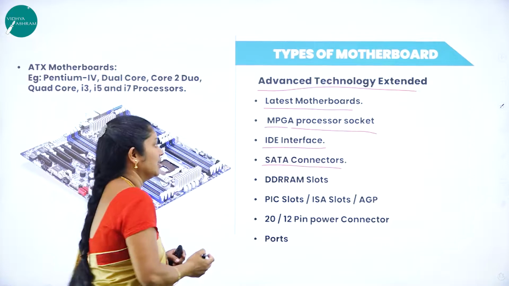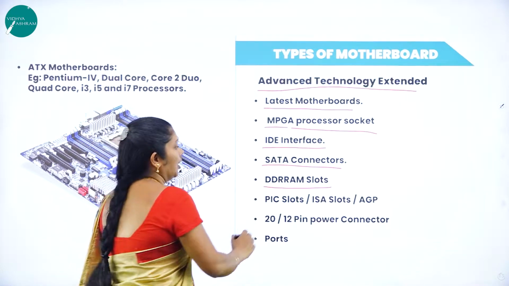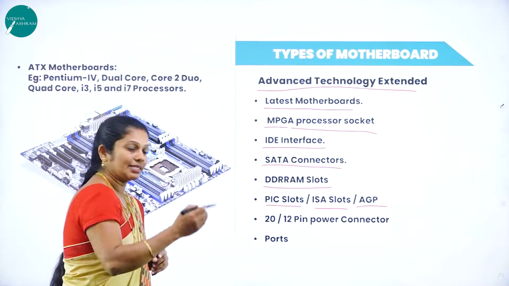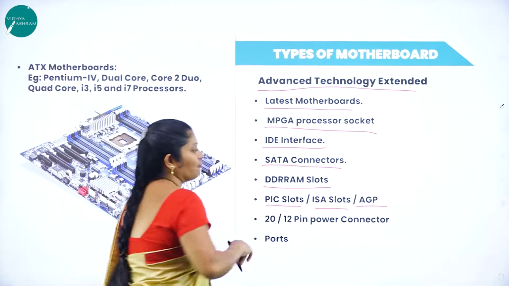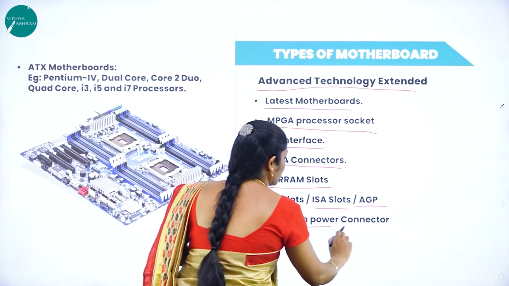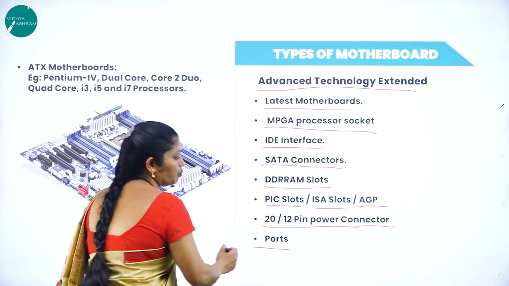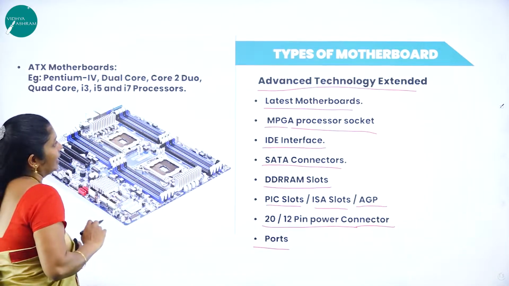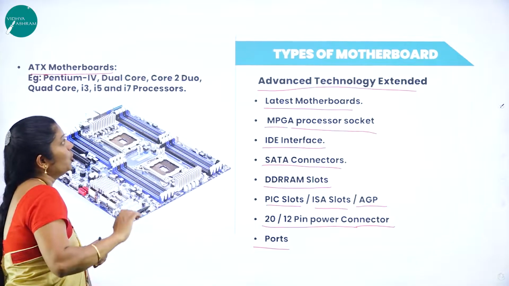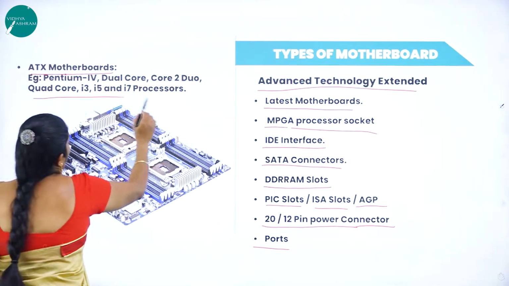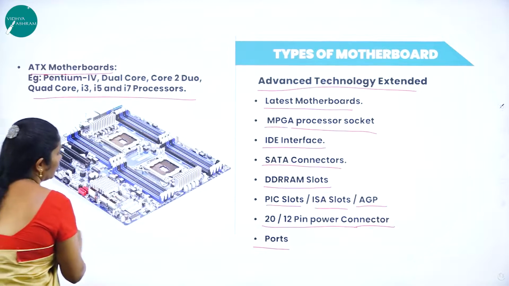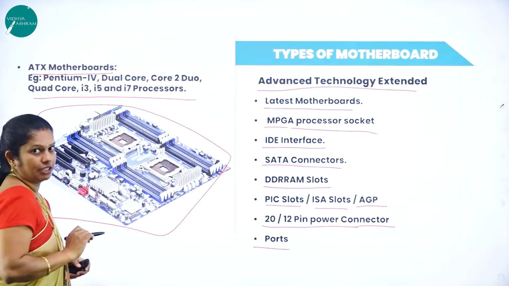We have additional features here. SD RAM slots are there. PCI slots, ISA slot, AGP slot, accelerated graphics port. To increase the graphic performance, we need this accelerated graphics port. ISA is industry standard architecture, then PCI slots, 20 as well as 12-pin power connectors are there, as well as ports are there. Examples for ATX, that is Advanced Technology Extended motherboard: Pentium 4, Core 2 Duo, then all these i3, i5, i7 processors are examples for ATX. This is a dual core motherboard. Now is it clear?